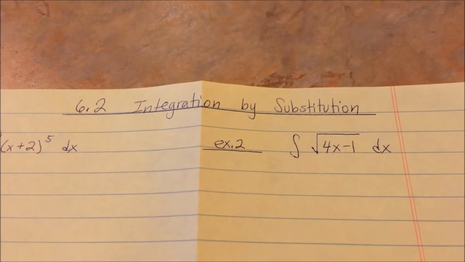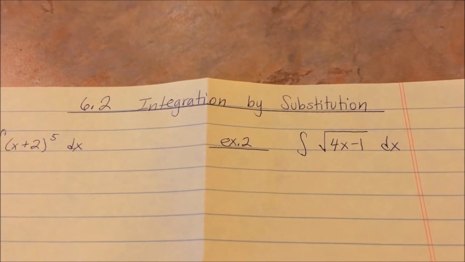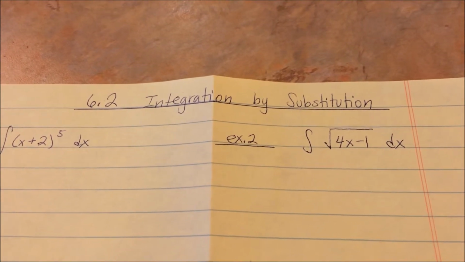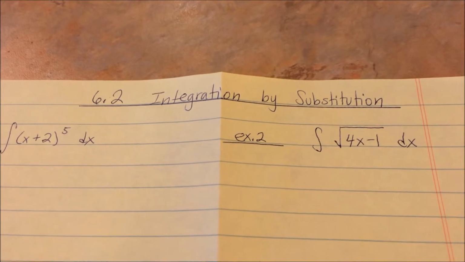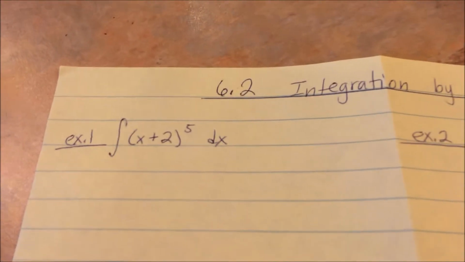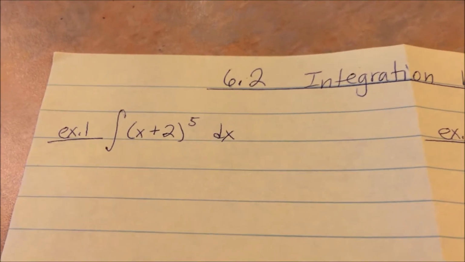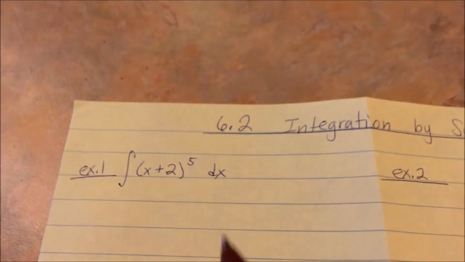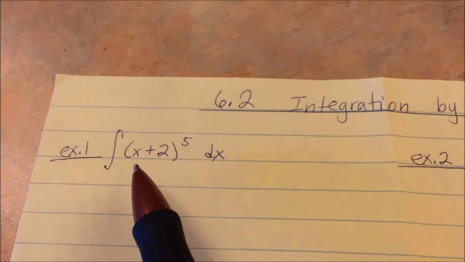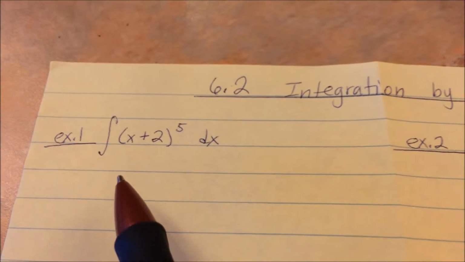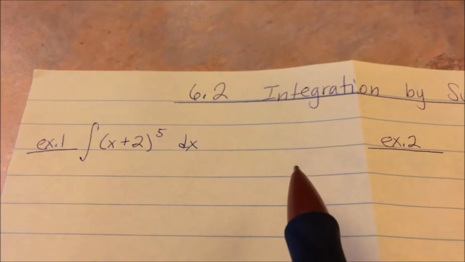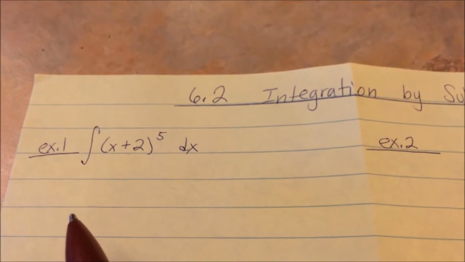Questions on 6.2, integration by substitution. So with this method, what we're trying to do is make it a simple integration like we did in chapter 5. In chapter 5, when we had something like the integration of x plus 2 to the 5th power, you would have to take each of these x plus 2 factors out of the parentheses and distribute it all out, right? And then you would do a simple integration.